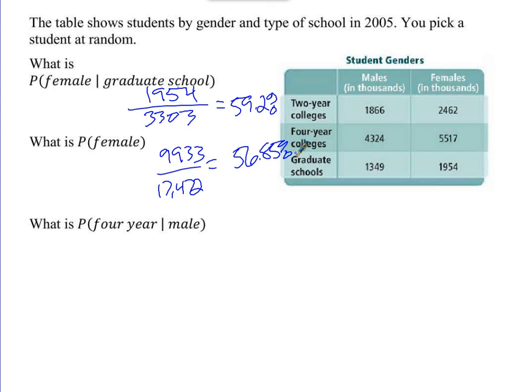Now that could be expressed as a decimal, 0.5685. It could be expressed as a percent, 56.85. It could be expressed as a fraction. You just reduce that fraction. So how do I set up this one?